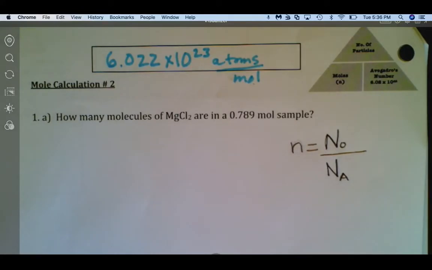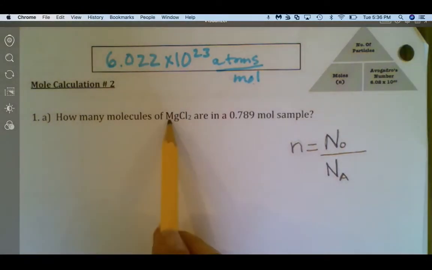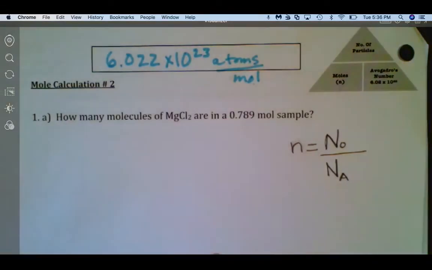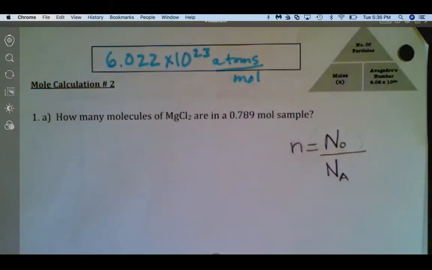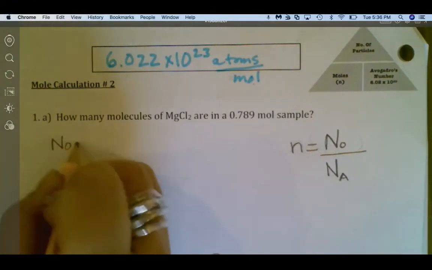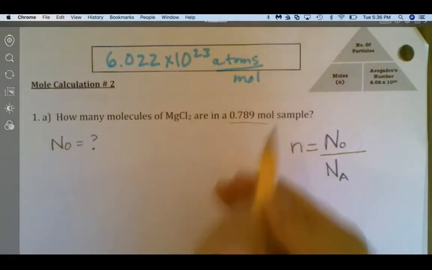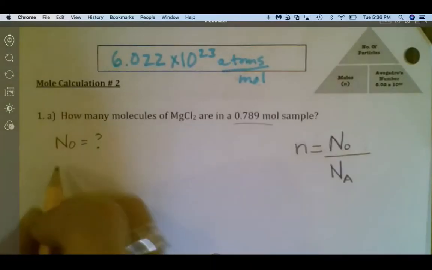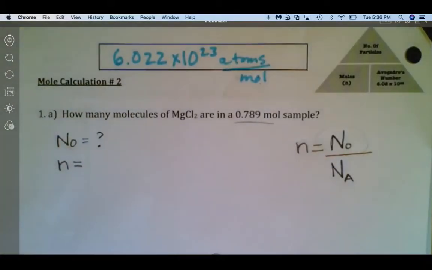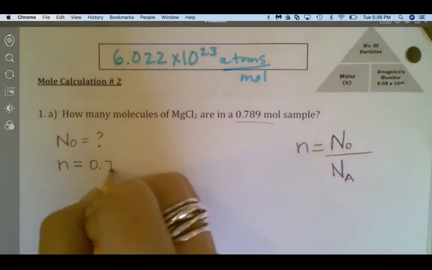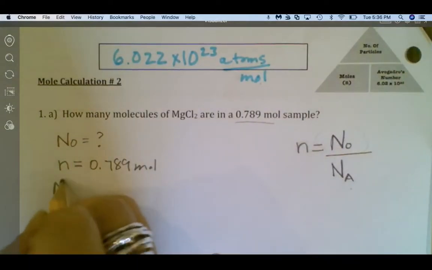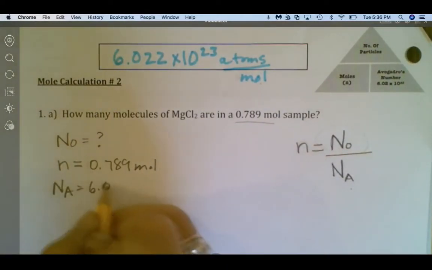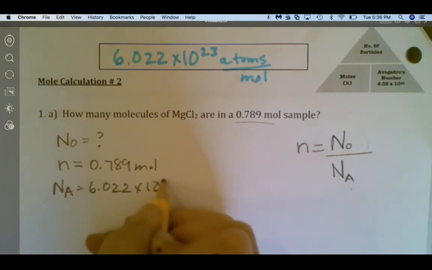So in this particular question, they're asking you how many molecules of magnesium chloride are in a 0.789 mole sample. So in this scenario, they're asking you for number of molecules. That is our unknown. They give us moles, so that is our letter N. So our letter N represents 0.789 moles. And we always will know Avogadro's number. That's just a number that we have to memorize.